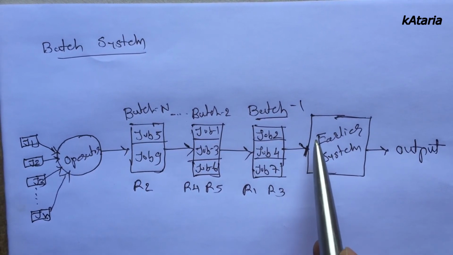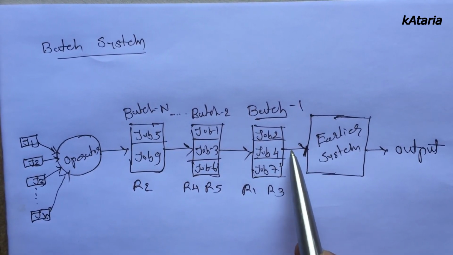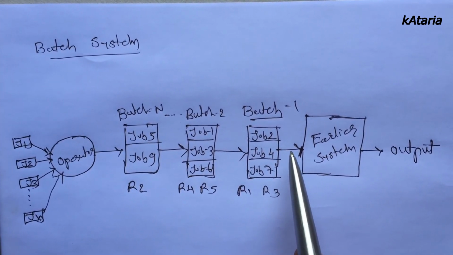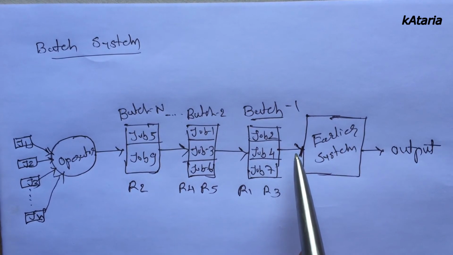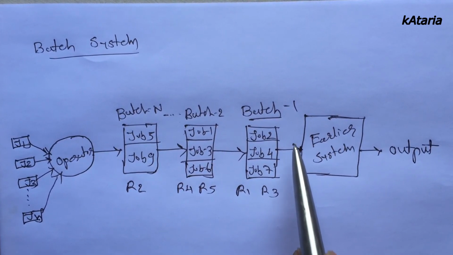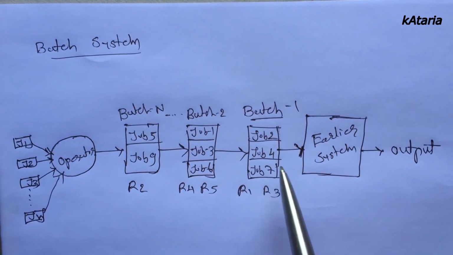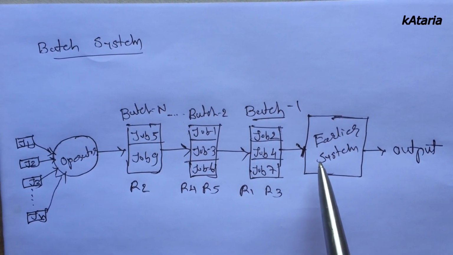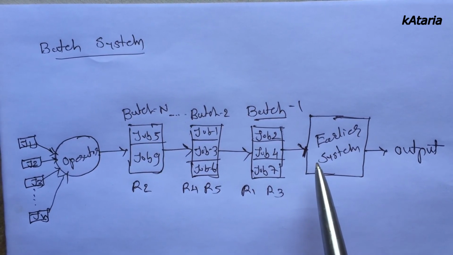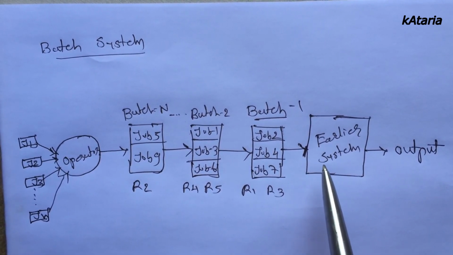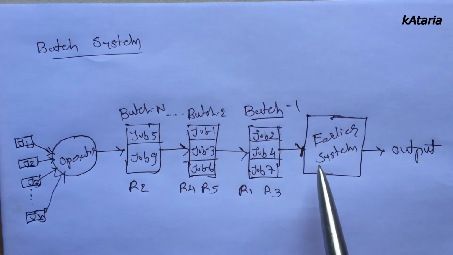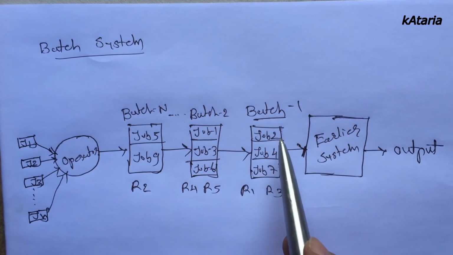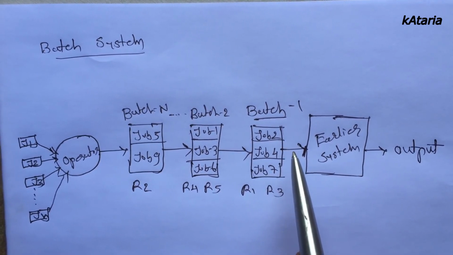So in the case of the batch system, the entire work is carried out in a much easier fashion as compared to the earlier system, and it also produces more speed as compared to the earlier system. Get it?